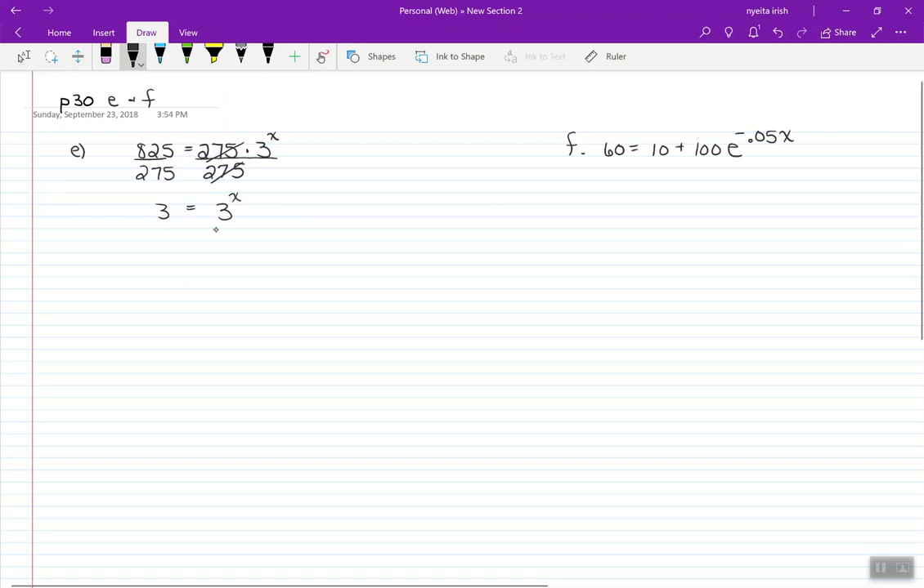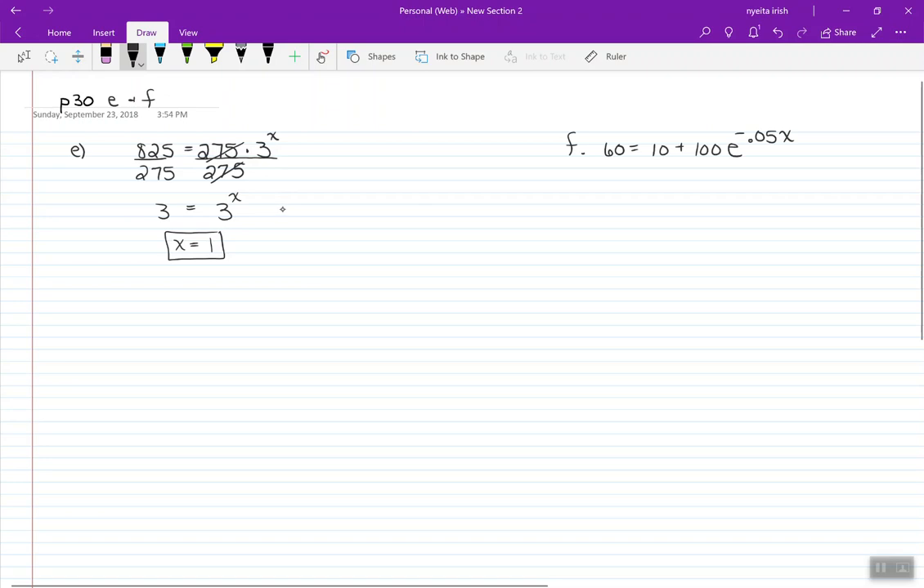Now this one is a little bit easier to do than some of the ones that we've done in the past, because you could really just look at this one and say, well, 3 to what power gives me back 3? That power has to be the number 1. And you'd be correct. And that's really all the work you'd have to show.